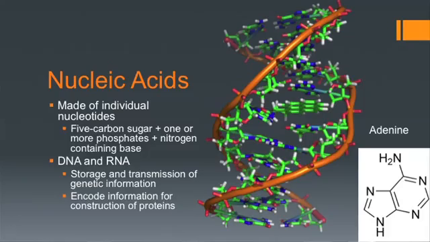And these nucleotides are what are assembled to make large structures like DNA and RNA. And the DNA and RNA are the basis of our genetic code. They serve as what stores and transmits genetic information, and they encode the information needed for construction of proteins. So one of the universal properties of life is that it assembles complex structures from these simple ingredients.